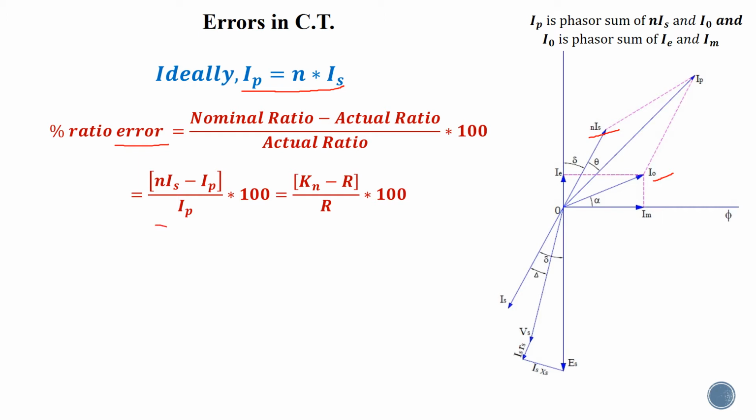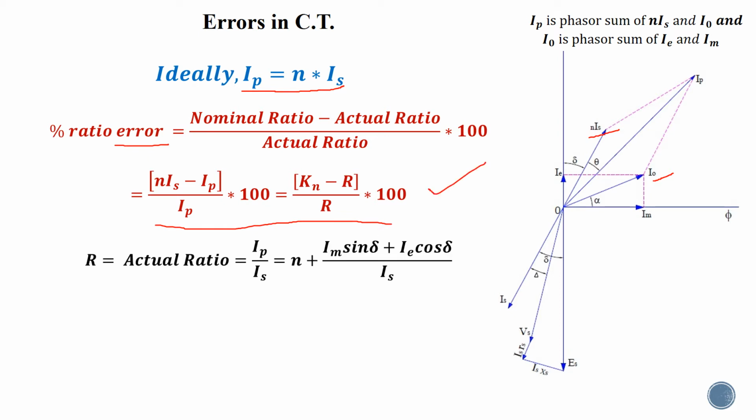You must have seen the two formulas in various books to calculate the ratio error. Here, R represents the actual ratio. It is also called the transformation ratio. It is basically the ratio of your actual primary current to the secondary current. In terms of the core loss component and the magnetizing component of your excitation current, R is calculated in the following way. N here represents the turn ratio. It is the ratio of number of turns in secondary to number of turns in primary.